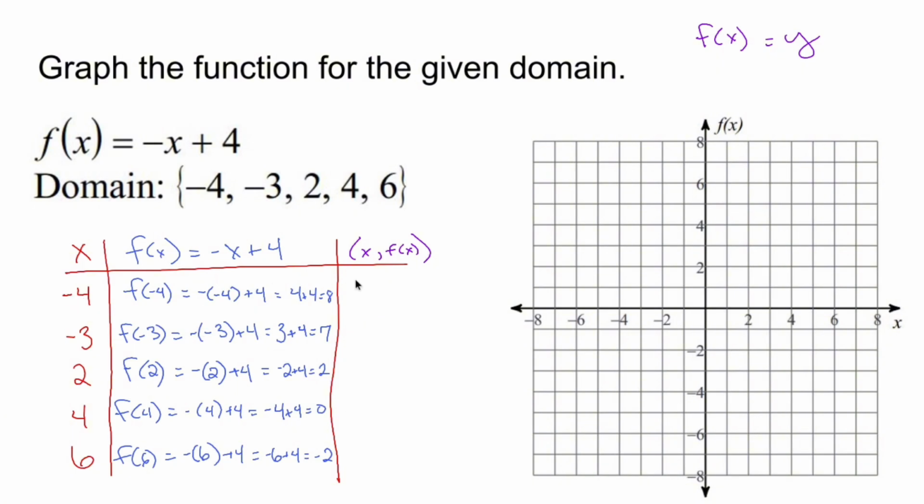Since we plugged in -4, since our x was -4, and after we did that, we got 8, we get the ordered pair -4, 8. When I plugged in -3, I got 7, so -3, 7. When I plugged in 2, I got 2, so 2, 2. It's like we're at a ballet recital. When I plugged in 4, I got 0, so 4, 0. And when I plugged in 6, I got -2, so 6, -2.